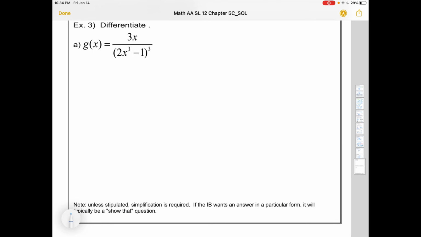Let's do two more with the quotient rule. So in this one, u is 3x. That means u prime is 3. V is the whole bottom. And you might notice here that the bottom is a glob. So V equals this. That means V prime is going to be 3 by 2x cubed minus 1 all squared by the derivative of the inner, which would be 6x squared. So V prime, we could write it like this: 18x squared, 2x cubed minus 1 all squared. And it's probably worth taking the time to simplify that out.